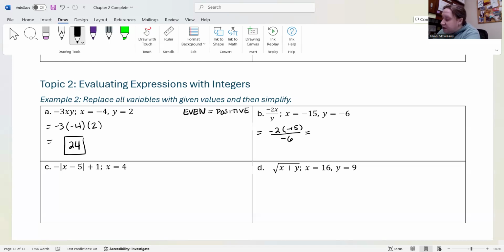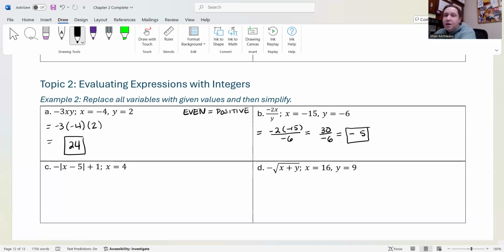So 2 times 15 is 30, and we're going to keep that positive, and then we're going to divide that by -6. Now, when you divide two numbers that have different signs, your product, or quotient in this case, is going to be negative. So 30 divided by -6 is going to be -5. And that's it. You know you're done when you've evaluated, you've replaced all the variables with some given value, and you've simplified it completely to a single value.